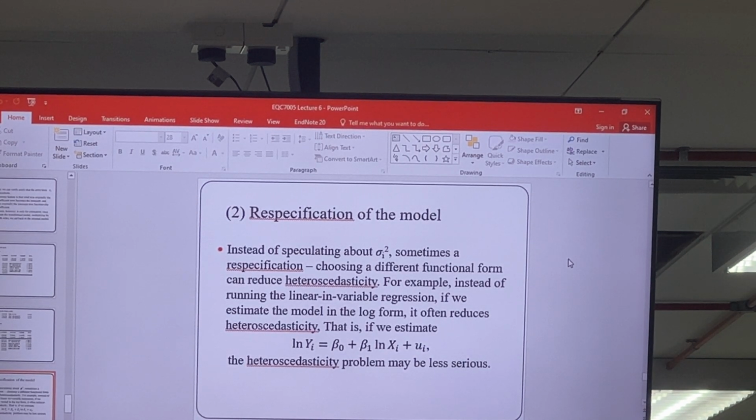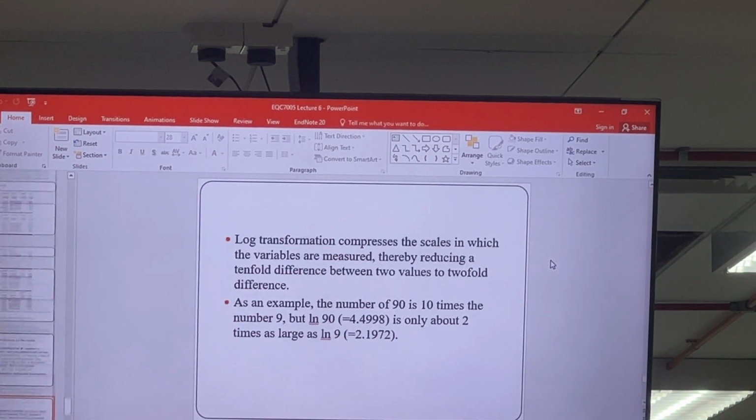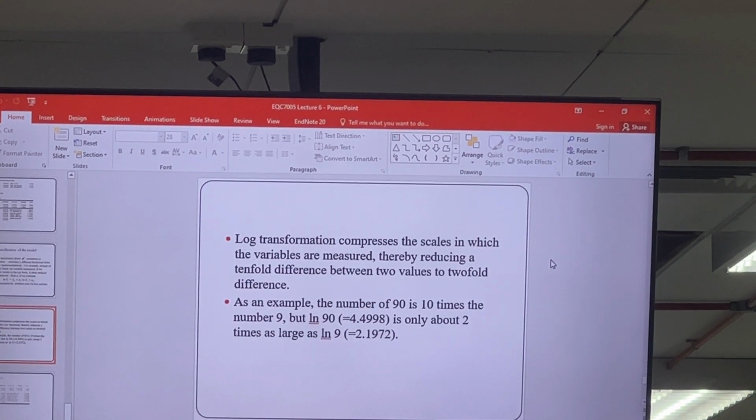For example, instead of running the linear regression, if we estimate the model in log form, it often reduces the heteroscedasticity problem. That is, if we estimate log of the dependent variable against log of the independent variables, the heteroscedasticity problem may be less serious, or maybe we are able to totally overcome the problem.